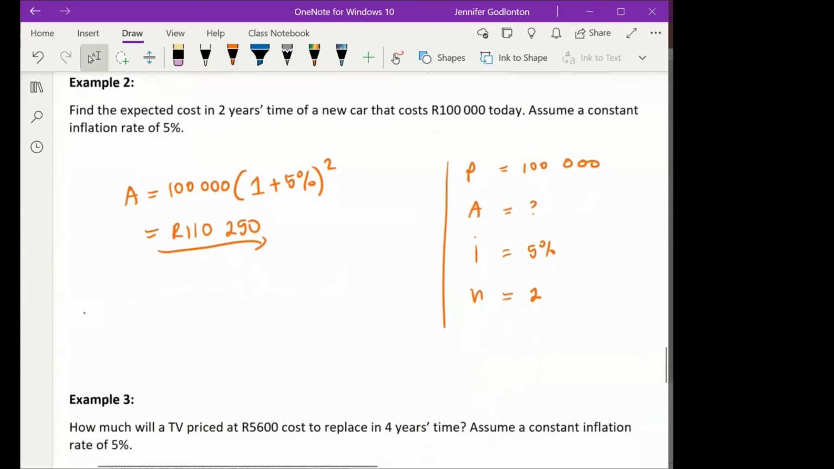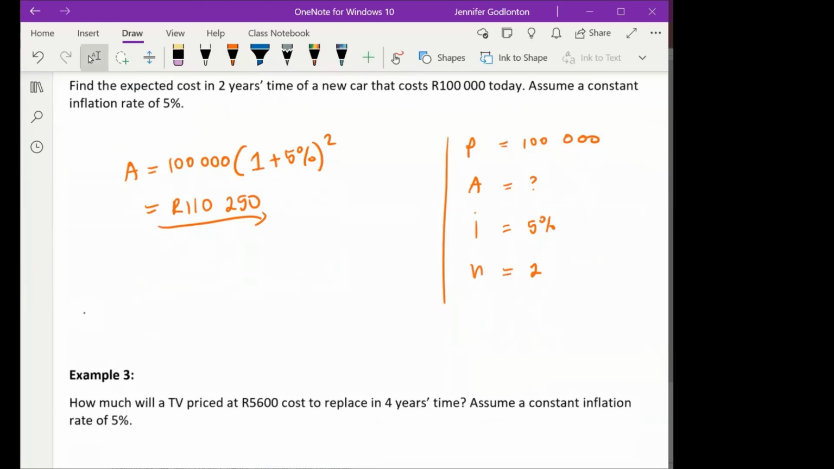Okay, we're going to do one more question and then we're going to jump into the quiz for this week. So I'm just going to do that, so those of you who still want to see the previous question can. Last one we're going to do before your quiz: how much will a TV that is currently priced 5,600 Rand cost to replace in 4 years' time if we have a constant inflation rate of 5%?